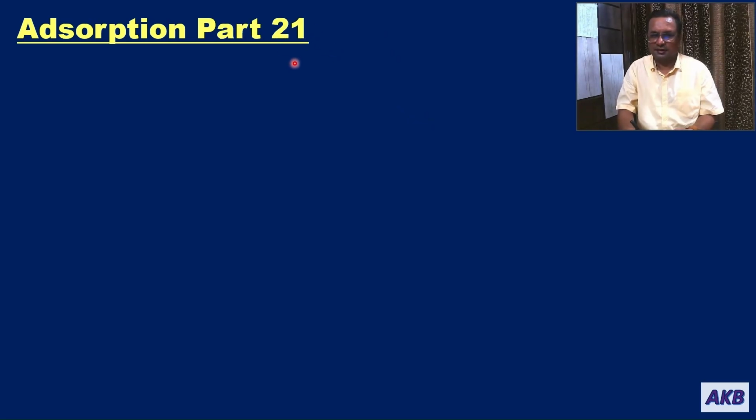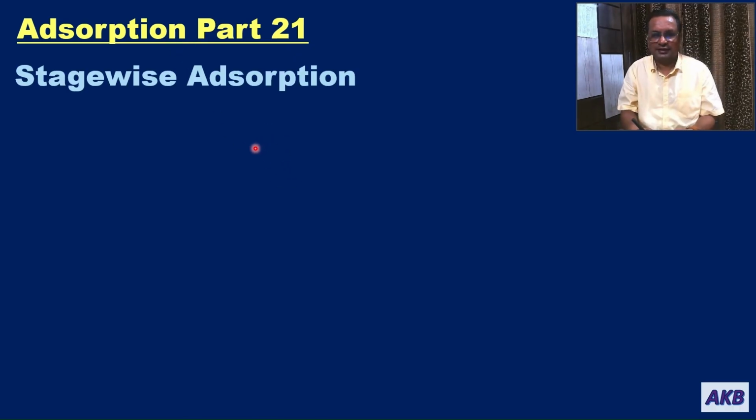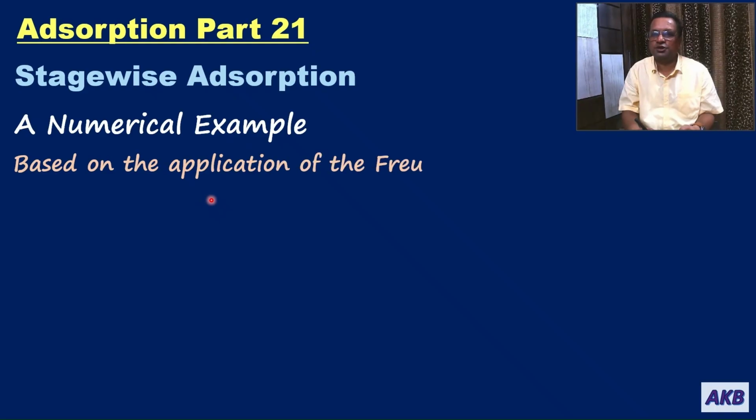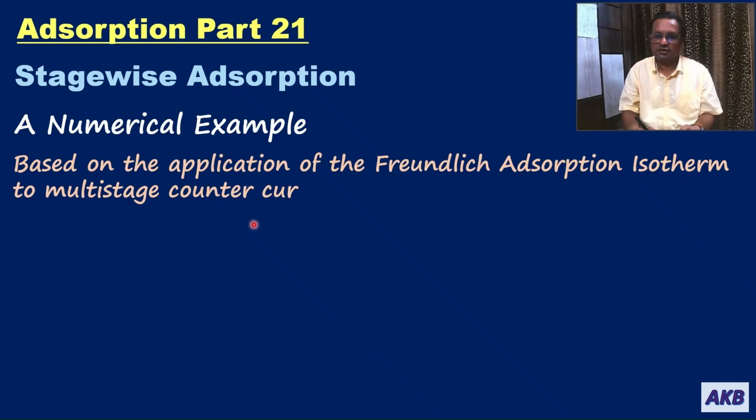This is part number 21 of my discussion on adsorption, and in this I will be discussing a numerical example that is based on the application of the Freundlich Adsorption Isotherm to multi-stage countercurrent adsorption operation. In part number 20, I had discussed how we can apply the Freundlich adsorption isotherm to a two-stage countercurrent operation.